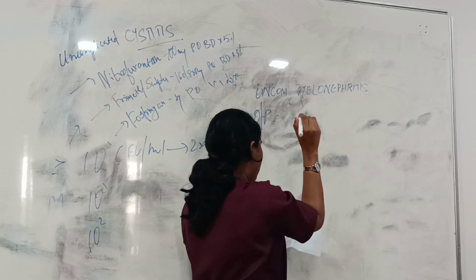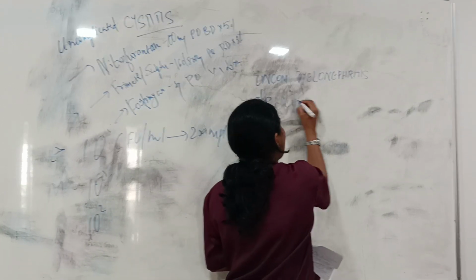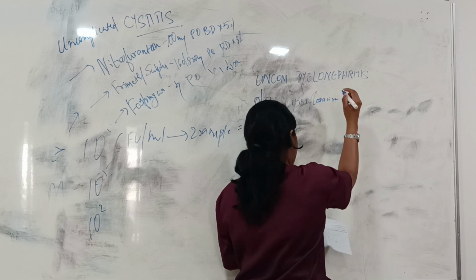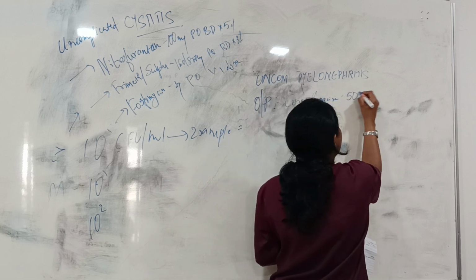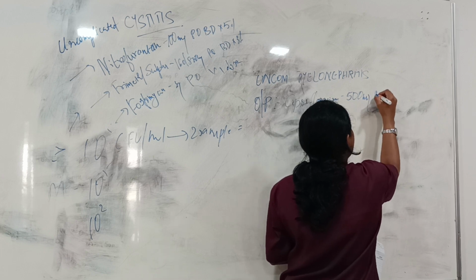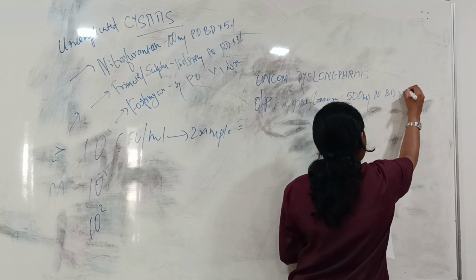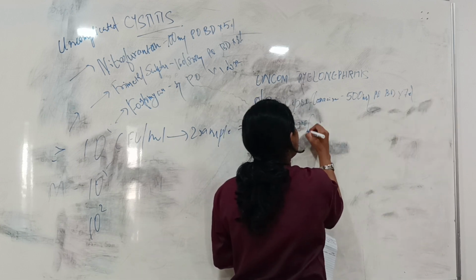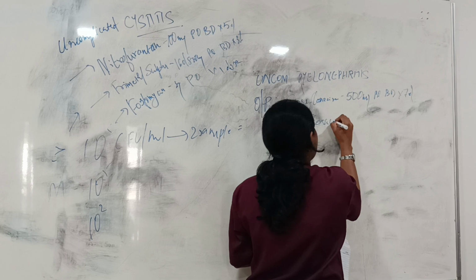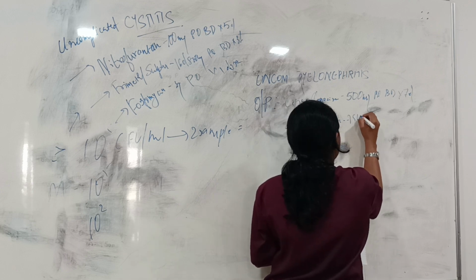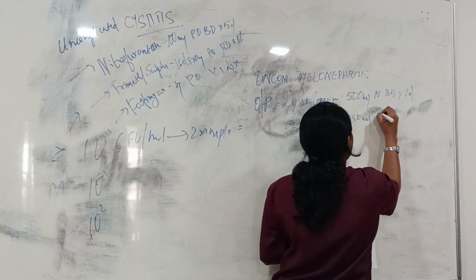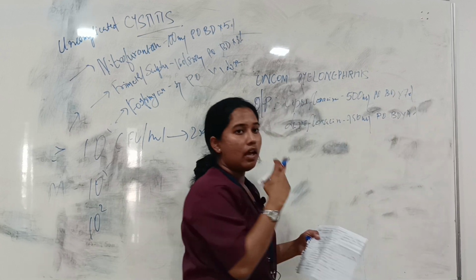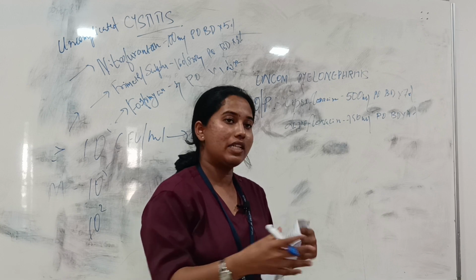In outpatients, the first line therapy is ciprofloxacin 500 mg per oral BD for 7 days, and/or levofloxacin 750 mg per oral BD for 7 days. Okay, this is outpatient therapy, the outpatient first line agent.